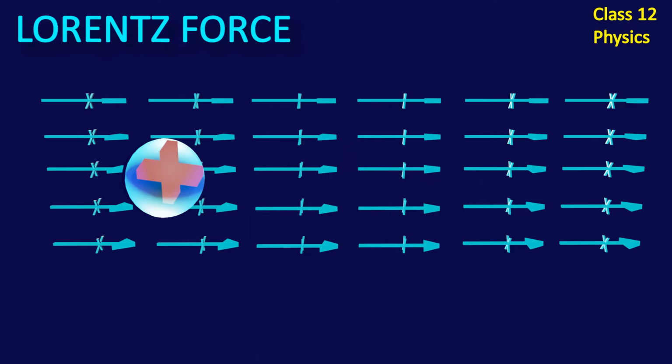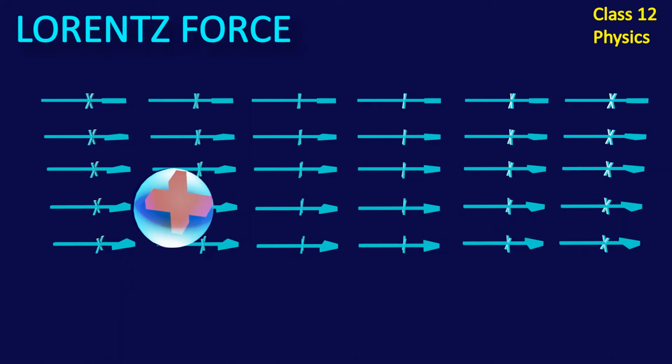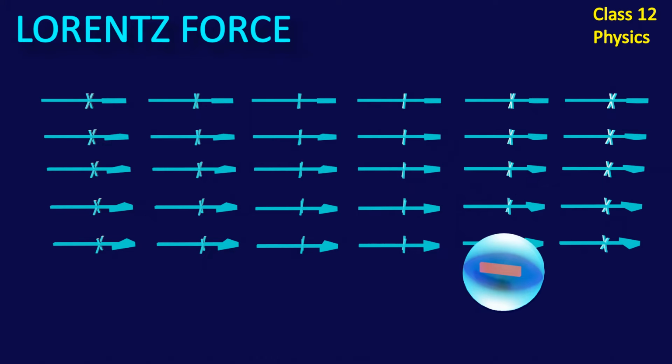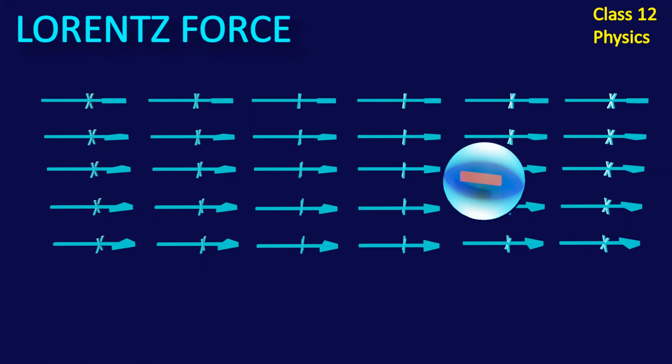Here, no force acts on this charge when it is at rest. When the charge is moving perpendicular to the magnetic field, the charge experiences a force called magnetic force or Lorentz force. Similarly, the negative charge experiences no force when it is kept at rest in a magnetic field. But it experiences Lorentz force or magnetic force when the negative charge is moving perpendicular to the magnetic field.